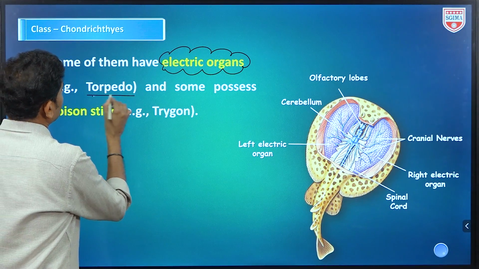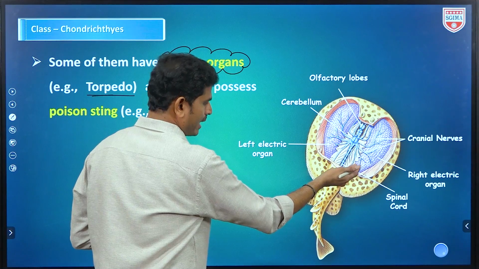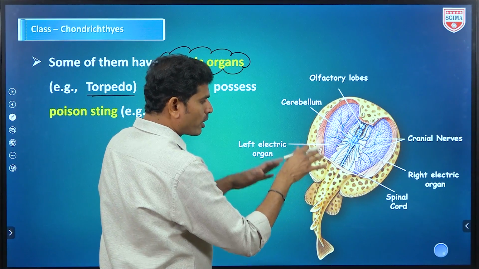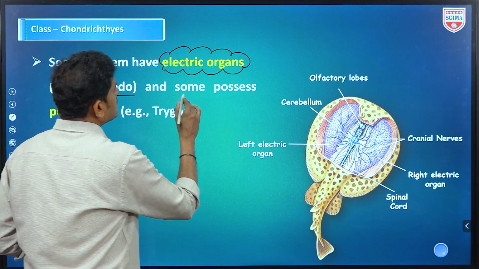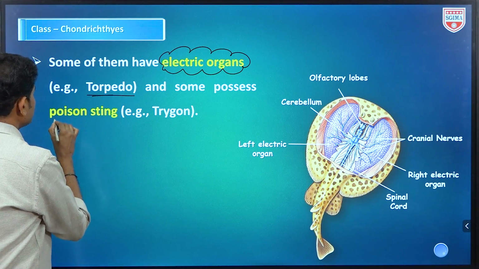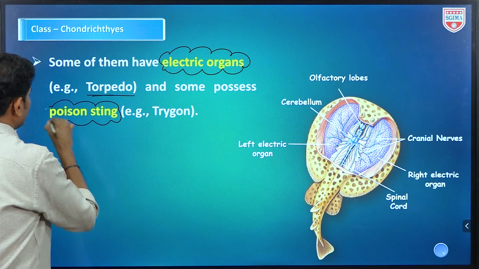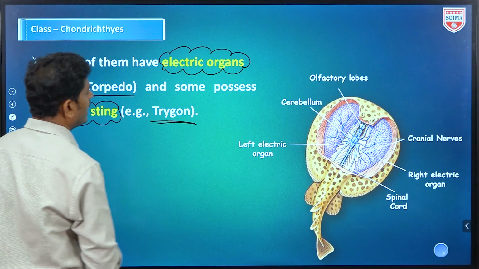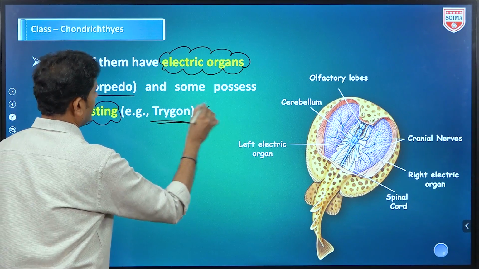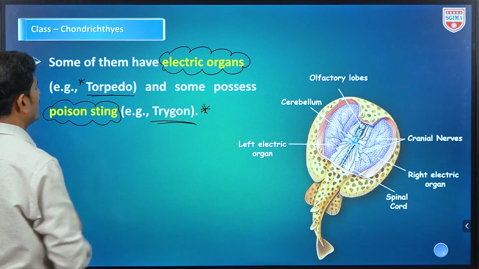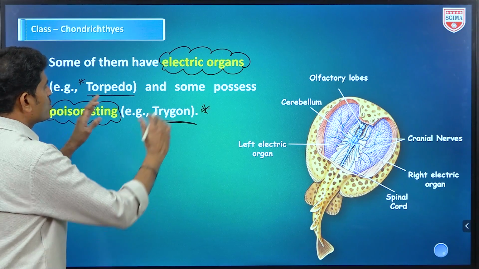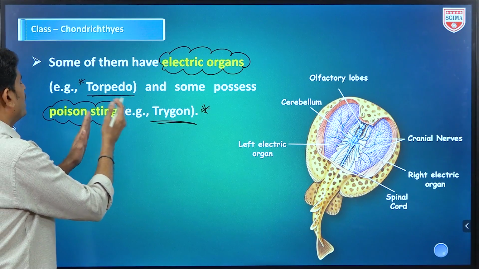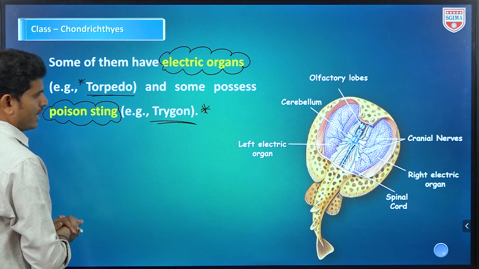Example, torpedo. This is only the torpedo fish. It is a marine organism, generally found at the bottom of the sea. And some possess a poisonous sting. For that, the example is Trygon. This is important for the exam. In the exam, they can ask to match the following: electric fish is Torpedo, and poisonous fish is Trygon.